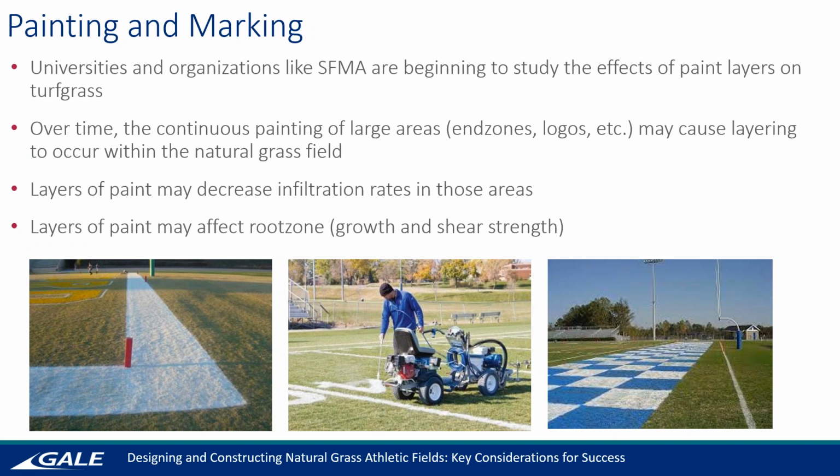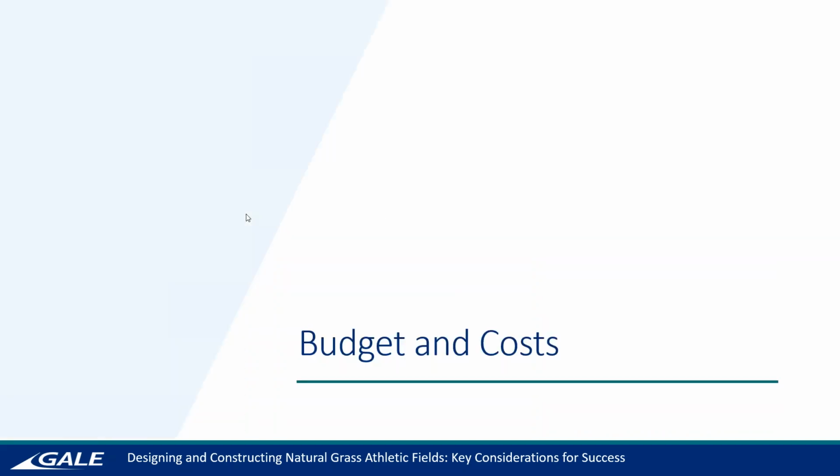And then the other one is it slows down your growth, the optimal growth in your root zone growth depth, but also it could have an effect on the shear strength. So what I mean by shear strength is when the athlete plants their cleat down, areas that have continuous layers of paint can have much less shear strength. So that means when they plant down, they're getting little to no resistance from their cleat, and they're just losing their foot placement from under them. So that can be a concern and a safety issue as well.